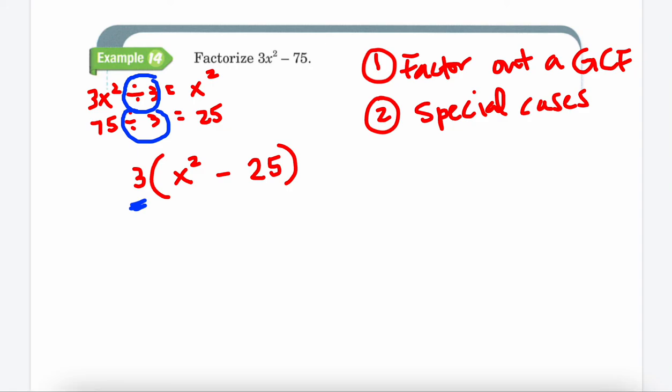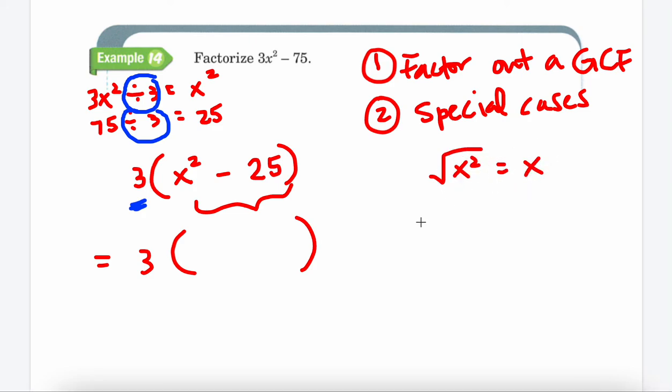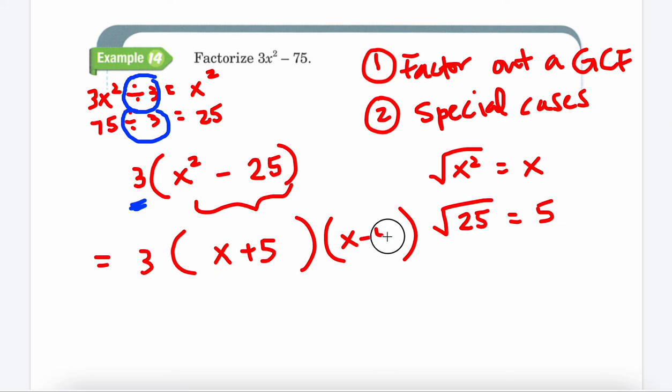Okay, so then now we can keep that 3 outside the parentheses. And then let's just factor this in here. Well, now I can factor x squared minus 25. X squared can be square rooted to x. 25 can be square rooted to 5. Okay, so but which of those special cases is it? Is it perfect squares with addition, with subtraction, or is it the difference of squares? Well, I do not have any middle terms, so it's got to be difference of squares, the one where it's plus and minus. So it should be x plus 5 and x minus 5.